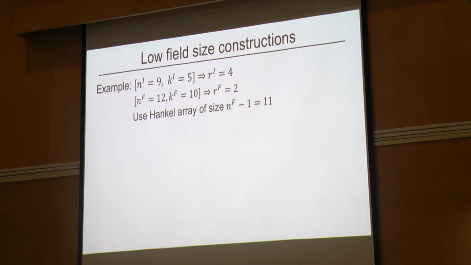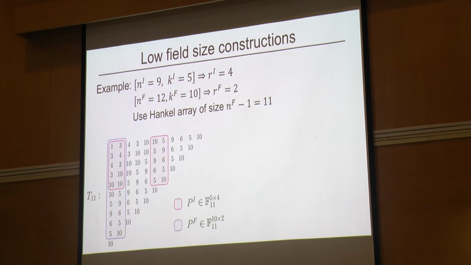So let's take a concrete example again. Going from a 9-5 code to a 12-10 code. So this time Ri is 4 and Rf is 2. Okay? And we will use a Hankel array of size nf minus 1, which is 11. So basically, the Hankel array looks like this, and we pick Pi and Pf as shown. So since Ri is 4, we need 4 columns for Pi, and we pick it from 2 different locations of this array, shown in the pink shaded area.